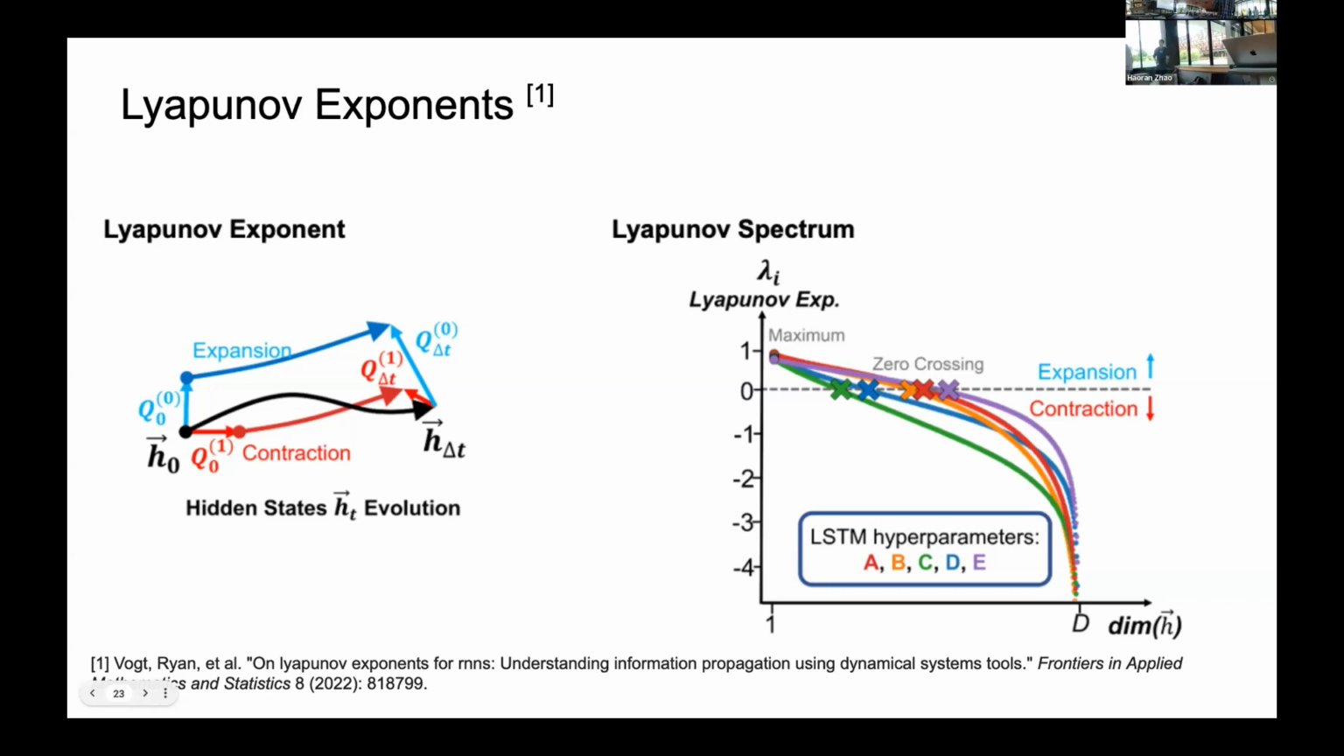And just a follow up. The expansion and contraction in this context, like you have an RNN, what does expansion mean here? If you can explain more.